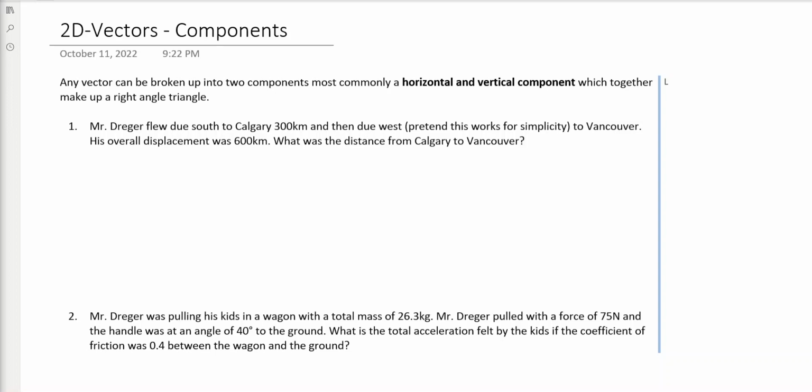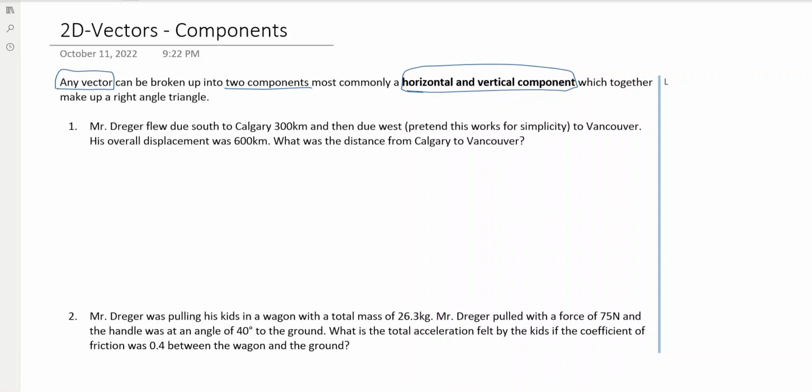Hello and welcome to my video where I talk about 2D vectors and especially components of 2D vectors. So we're going to break up, and we can say that any vector can be broken up into two components. Usually we talk about a horizontal and a vertical component, although in a situation where we have an inclined plane we might not do that, and we'll talk about that in our next video. So here are two examples.